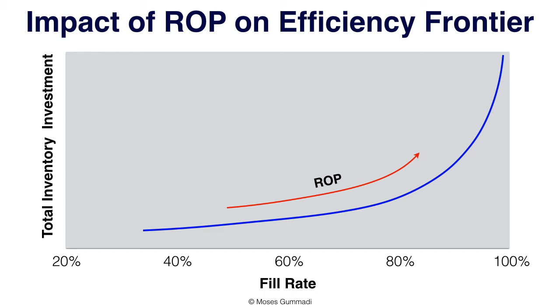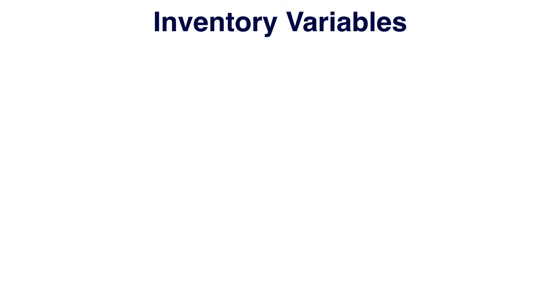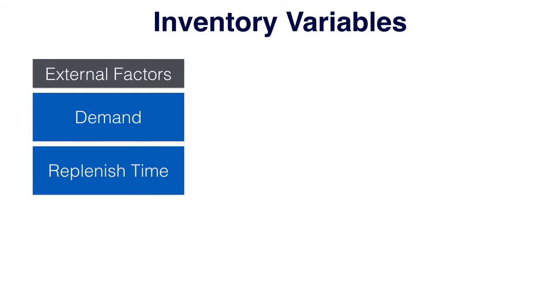Now, the question is, how do we generate this efficiency frontier? We need to consider these variables, okay? We need to understand what variables are there and how we play with them, how we run the math. First of all, you have external factors of demand and replenishment time. Demand is determined by the customers, replenishment time by the suppliers, and the values of demand and the variability of demand, the value of replenishment time and the variability.